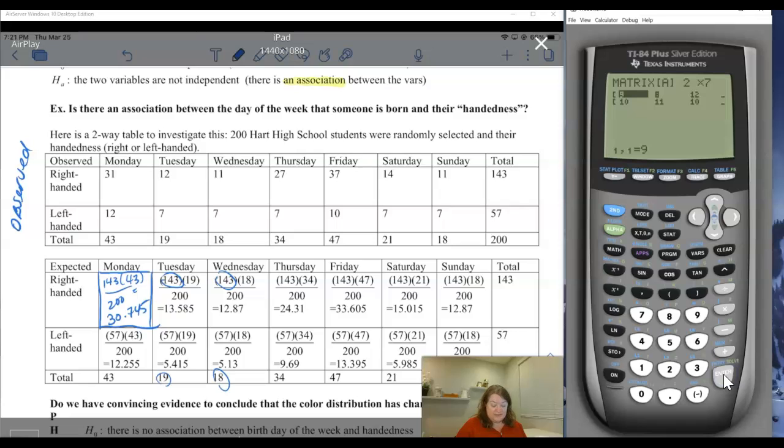So I'm going to change that to a 7, and I'm going to fill in all of the observed counts. So 31, 12, 11, 27, 37, 14, 11, and it goes down to the next row. So 12, 7, 3 7s in a row. Very suspicious. 10, 2 7s in a row.